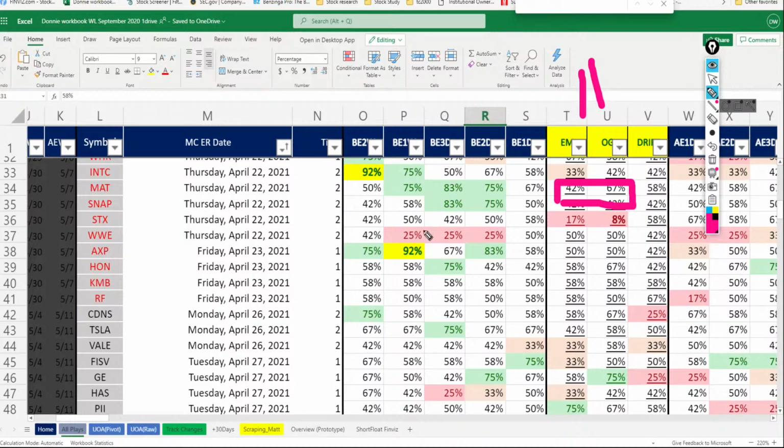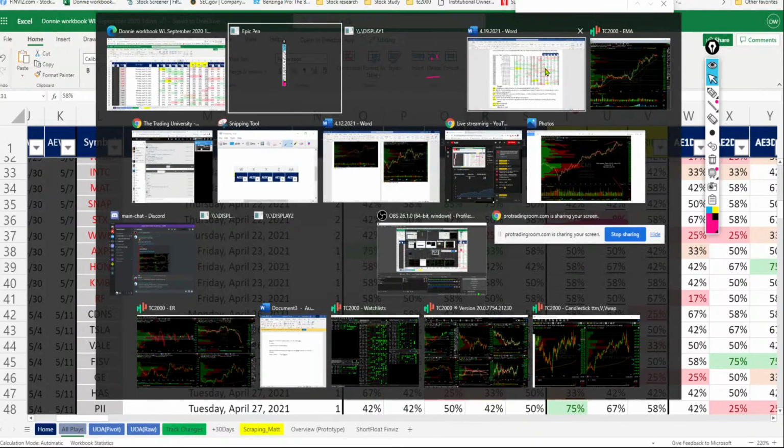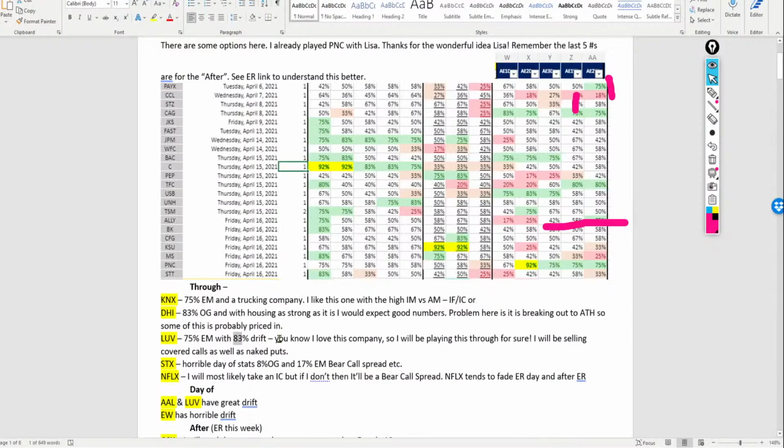Is that better? So you see how it's just ridiculously bad numbers, and I don't know why. I don't know enough about the company, but I'm willing to take a shot just strictly at the numbers on STX.